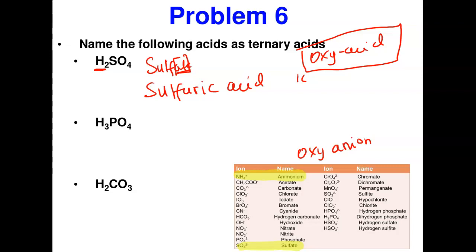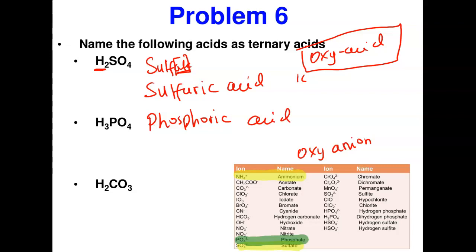The same thing goes here. This is phosphate. Look at it here. I can use another color to highlight that. Let me choose green. This is the phosphate. Now let me go back to this. For the phosphate, we're going to drop the ATE and put IC. And remember, no mention of the hydrogen. We're going to call this phosphoric acid. That is how we name this.